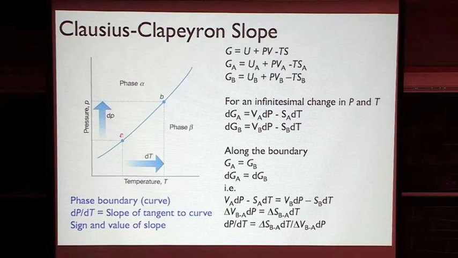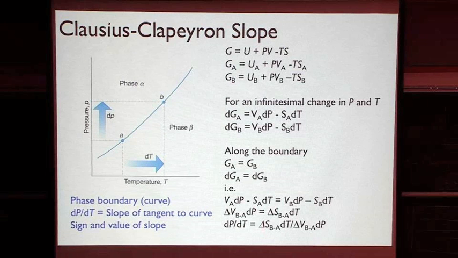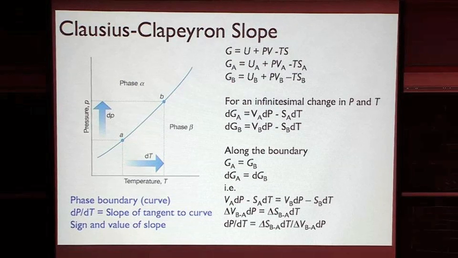If you do all these kind of calculations and substitute this in, you will get this relationship. Delta V is the change of volume between these two phases. Delta S is the entropy difference between these two phases. If you rearrange it, you get dP/dT equals delta S versus delta V. So this slope of the phase boundary depends on the volume difference and entropy difference between these coexisting phases.